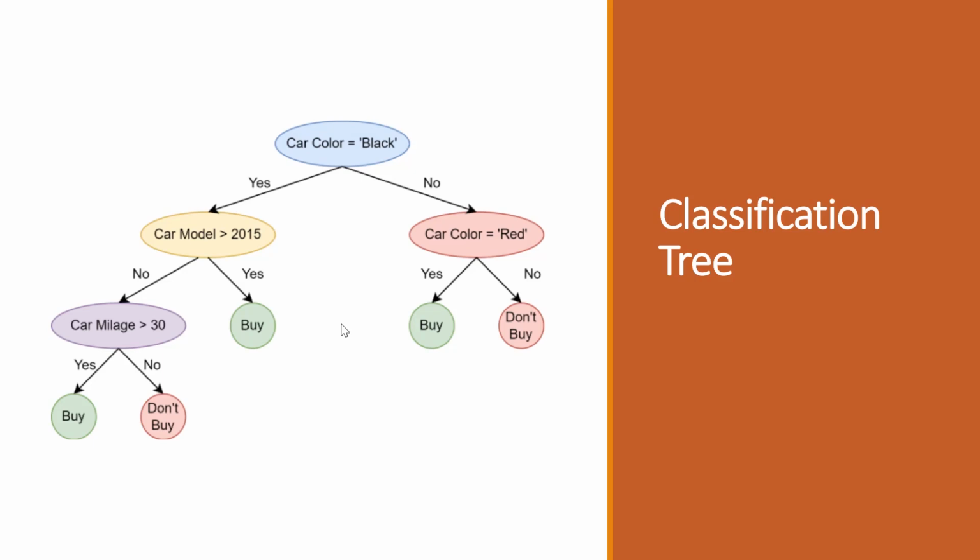On the screen you can see the decision tree. For instance, we want to determine whether a user will buy a car based upon multiple features like car color, car mileage, or car model. If you look closely at this decision tree, first it is checking whether the car has a black color or not. If the car is black, then it will check the model of the car. After this it is checking the mileage, and based upon that it is making the decision whether to buy the car or not. In the same way, there is another branch where we are checking another color of car and making a decision based upon that.